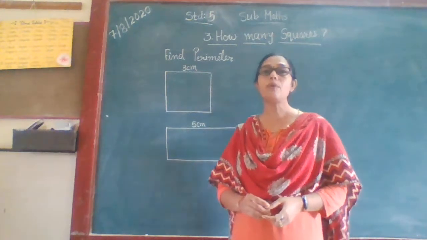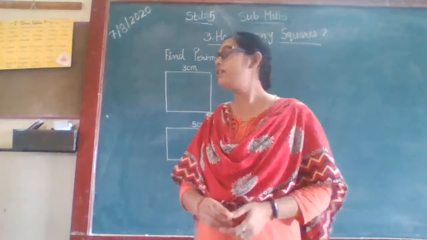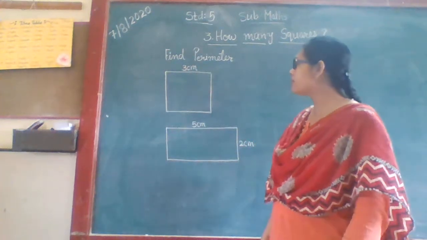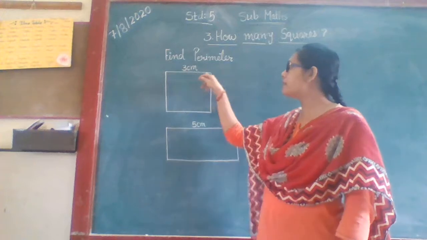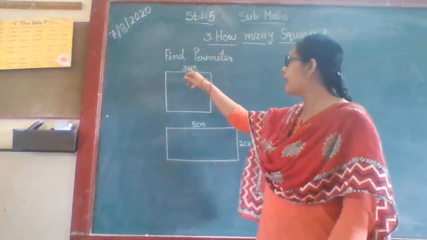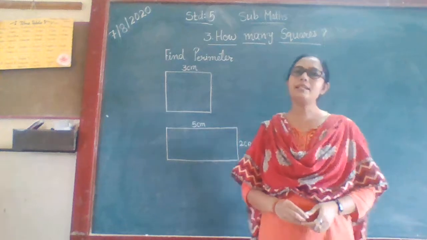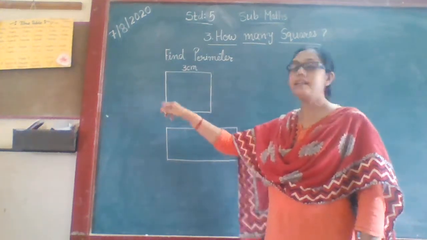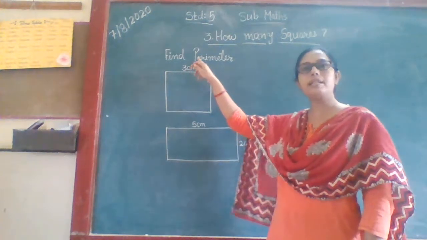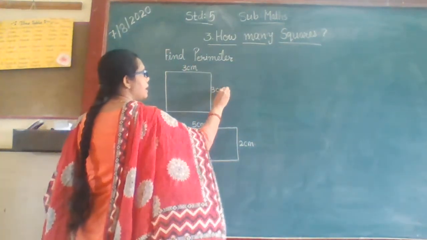Perimeter means the sum of the length of all the sides of a closed figure. So here we have one closed figure and it is a square. The length of one side is given to us and it is 3 centimeters. Dear students, we know that in a square all sides are equal. So the measure of one side is 3 centimeters, and the other 3 sides are also 3 centimeters.